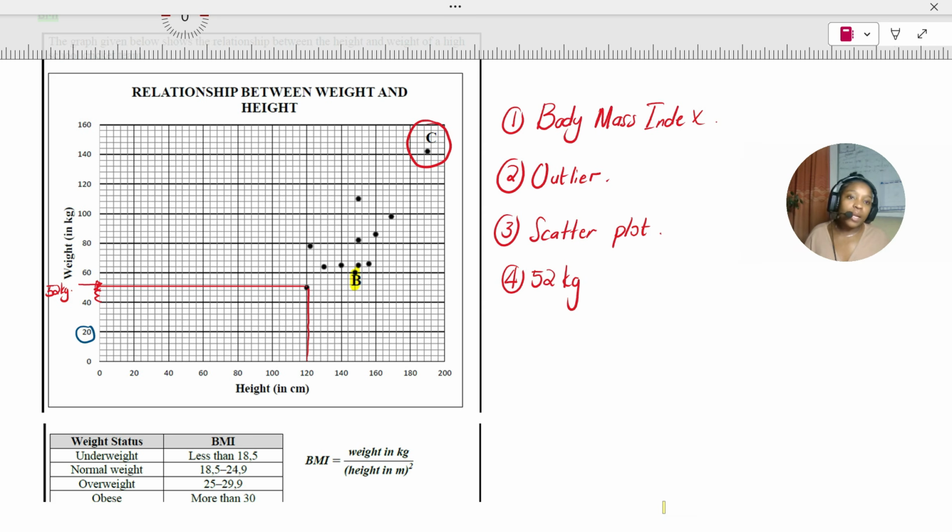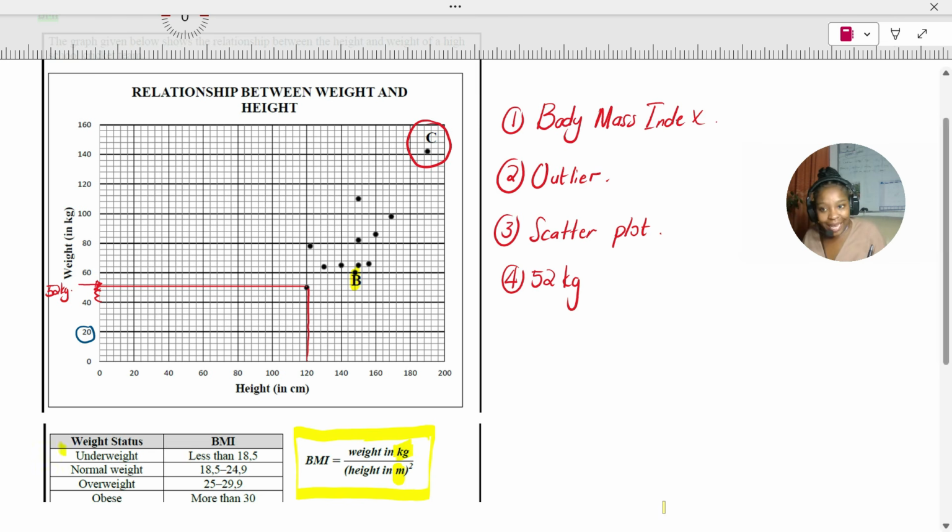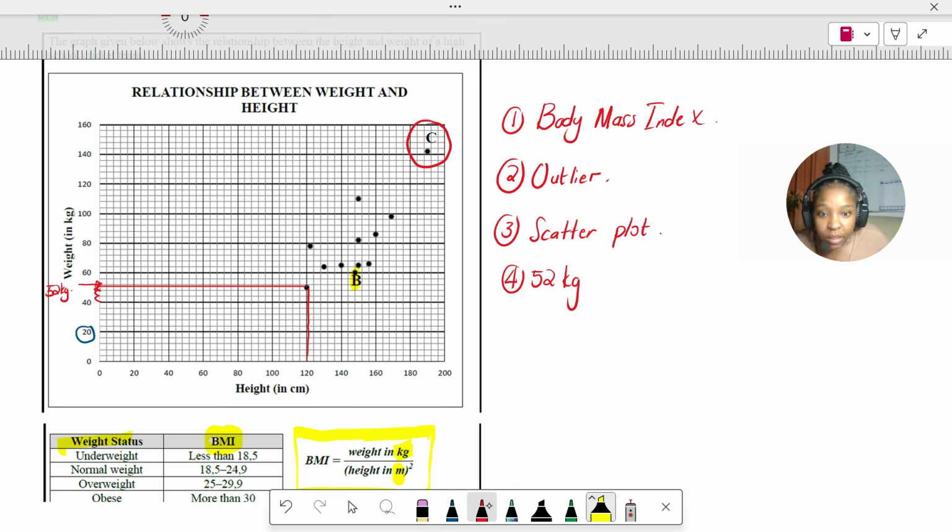How will we calculate a person's BMI? Remember, I did mention that they do give you the formula for BMI, but it's always great to memorize these things. BMI is equal to the weight in kg divided by the height in meters all squared. So if you want to be able to comment on a person's weight status, that means we first need to calculate that person's BMI. So let's start off by calculating that person's BMI.